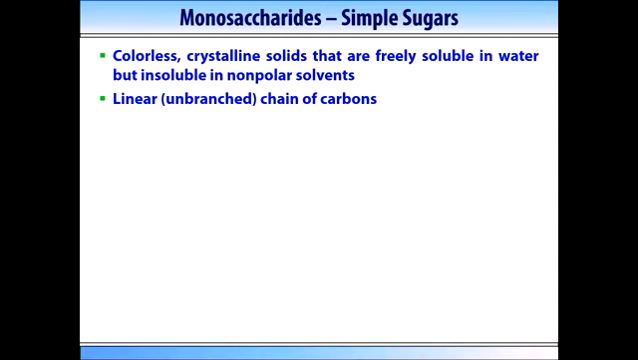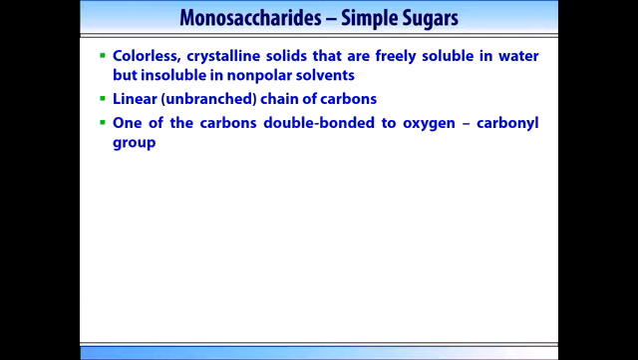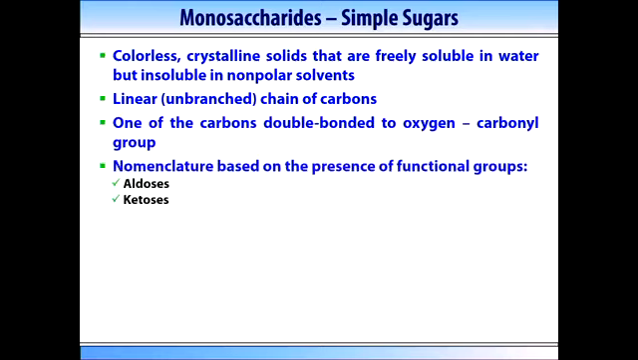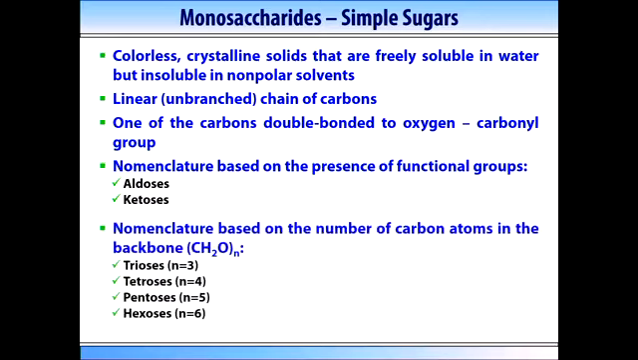So monosaccharides, because they're single sugar units, are linear, unbranched chains of carbons, with one of the carbons double bonded to oxygen. That is the one called the carbonyl group, or carbonyl carbon. So nomenclature of sugars can be based on the position of that carbonyl group in the chain of carbon atoms. If it has a terminal position, then it will be an aldehyde group, and the corresponding sugar will be called aldose. If the position of the carbonyl group is next to the terminal, so second from one of the ends, then it will be a keto group, and the corresponding sugar will be called a ketose. I'll show you the formulas in just a couple of slides.